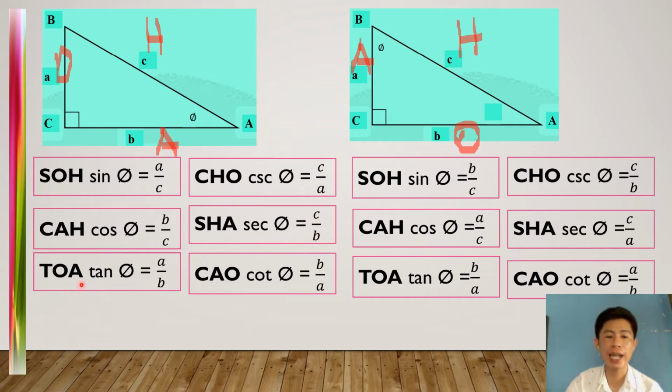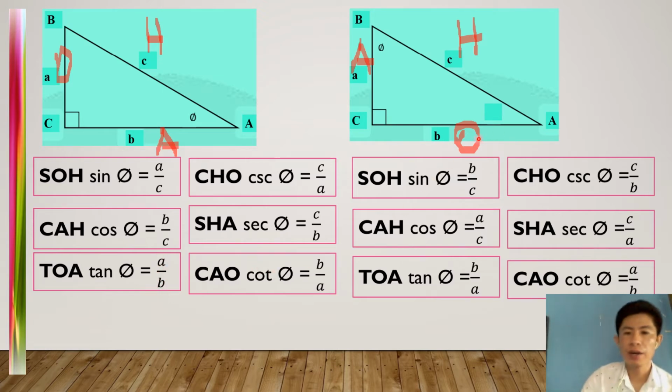Next is for tangent. What is the tangent of this theta? Tangent is equal to opposite over adjacent. So, this is the angle. Opposite is A, adjacent is B. So, A over B. So, tangent theta is equal to A over B.